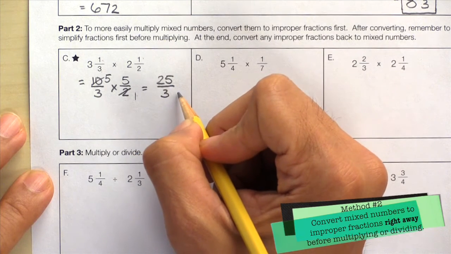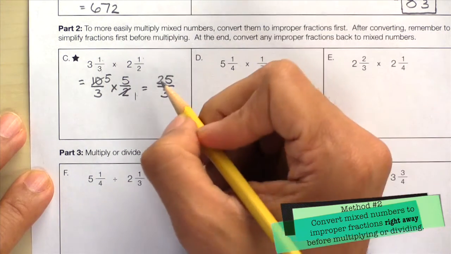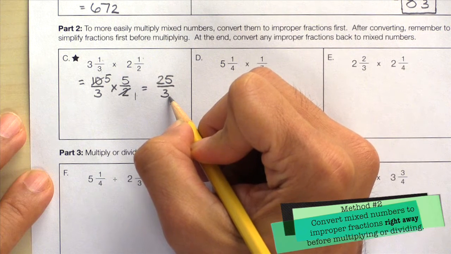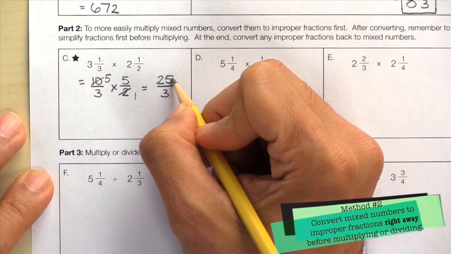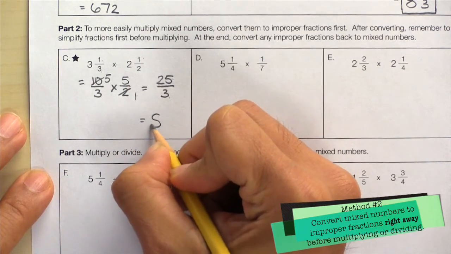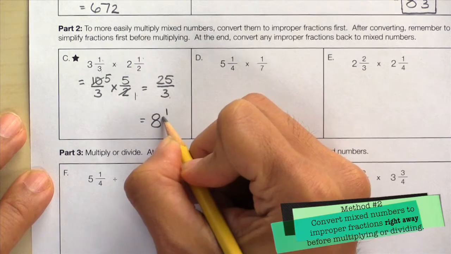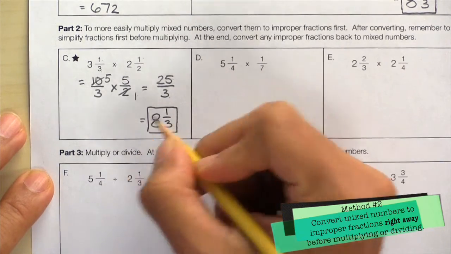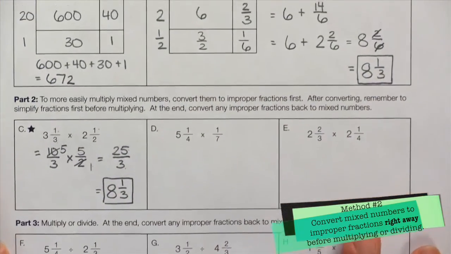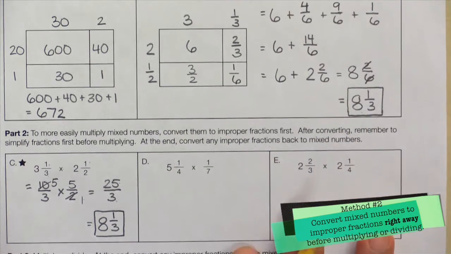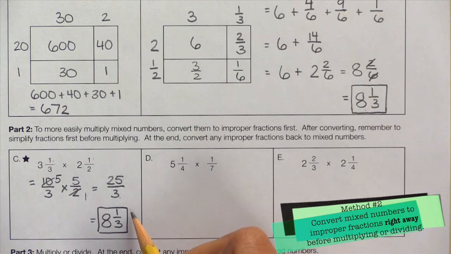Now let's convert this improper fraction into a mixed number. Can you do 25 divided by 3 evenly? No, so count backwards. 24 divided by 3. Yes, that gives us 8. And what's left over? We have 1/3. Box your answer, and you'll notice it's the exact same answer that we got in box B, but this was a whole lot simpler. Now let's try a division problem in part 3.